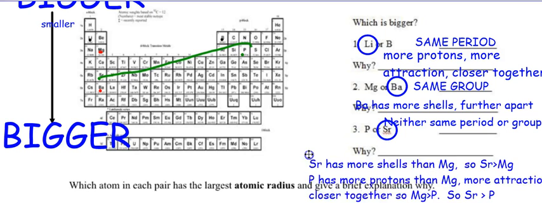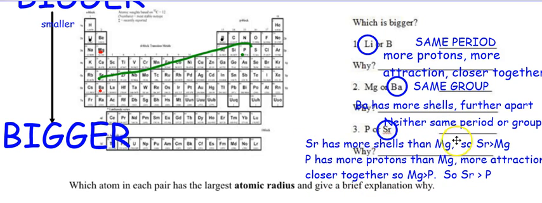Why? Well, this is what I wrote. Strontium has more shells than magnesium. Why did you pick magnesium? Magnesium's not there. Oh, but magnesium's in the same period as phosphorus, isn't it? So strontium has more shells than magnesium, so strontium is bigger than magnesium. And phosphorus has more protons than magnesium, so therefore more attraction, they're close together, therefore magnesium is greater than phosphorus. So if strontium is bigger than magnesium and magnesium is bigger than phosphorus, therefore strontium is greater than phosphorus.